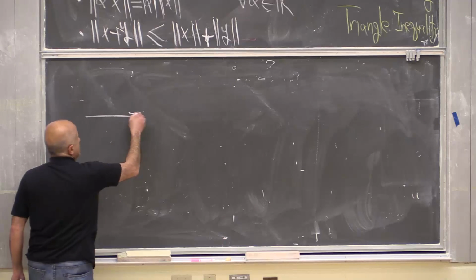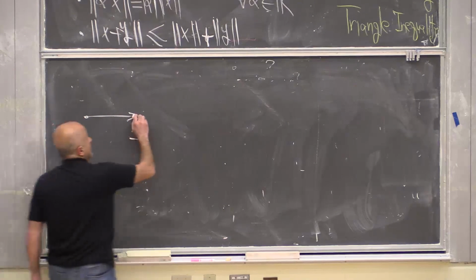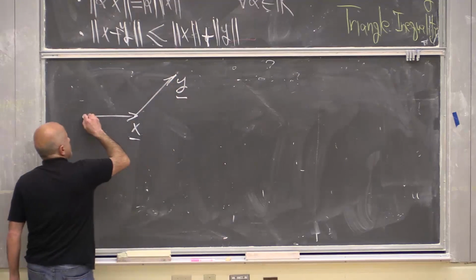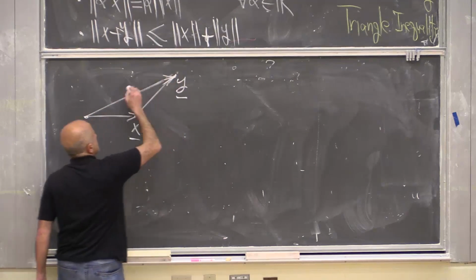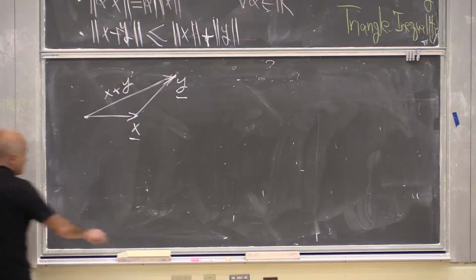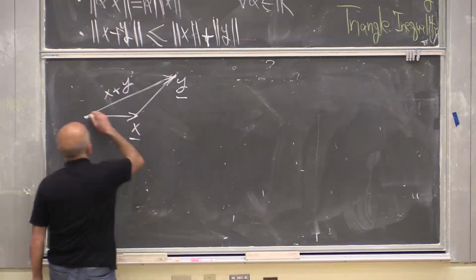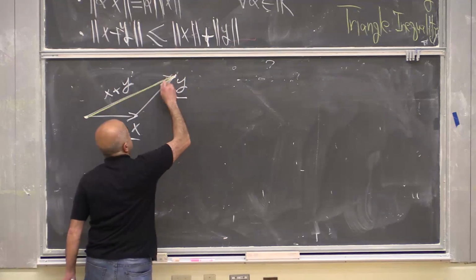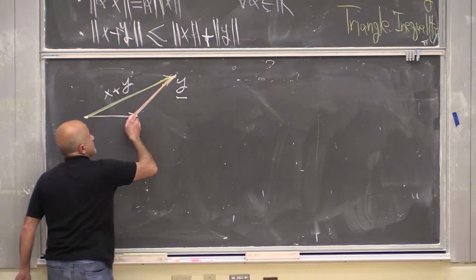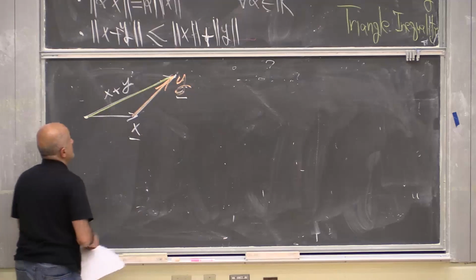So if I have a vector x and I add to it a vector y, the sum of the two is, of course, this, right? Actually, I should label it here. Let's use different colors. So this is x plus y, and this is y. Okay?